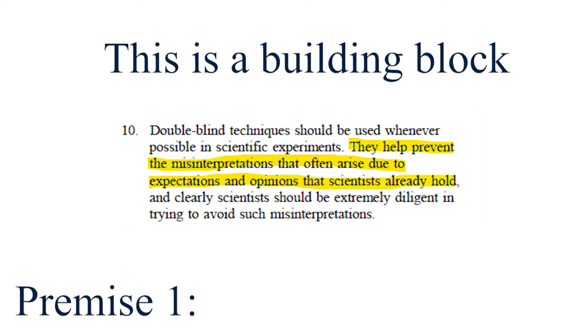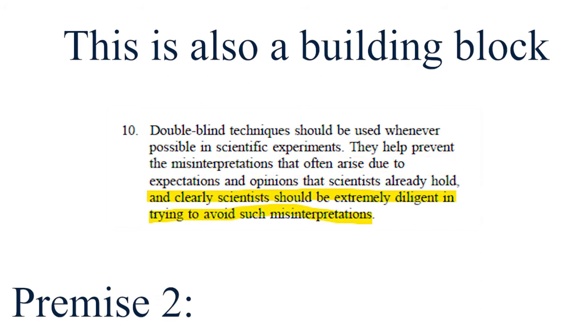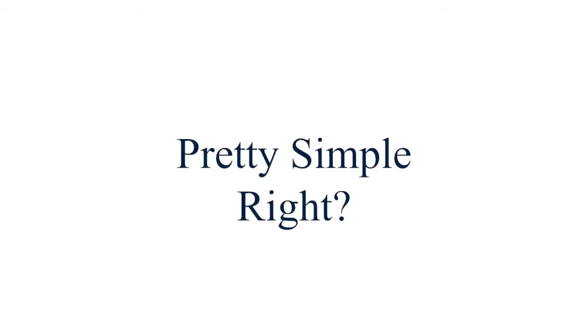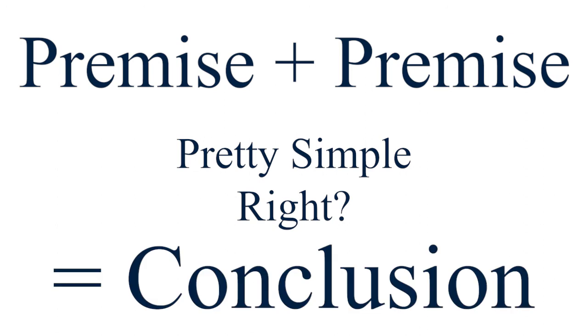Premise 1. Double-blind studies help prevent misinterpretations that often arise due to expectations and opinions that scientists already hold. Premise 2. Scientists should be extremely diligent in trying to avoid such misrepresentations. Conclusion. Double-blind techniques should be used whenever possible in scientific experiments. The premises in this argument combine to justify the conclusion. Pretty simple, right? That's basically all of LSAT logic. Premise plus premise equals conclusion.